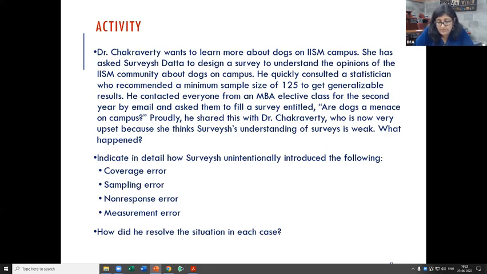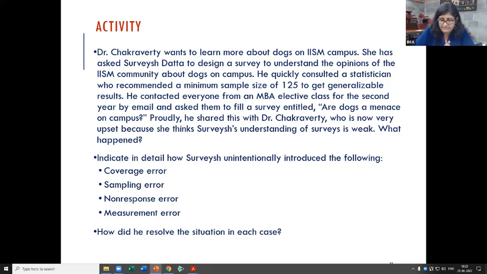Non-response error. Now, this one, we do not know how many people responded, but again, it's a very skewed sample and it's possible that out of the people he contacted, a lot did not respond. And huge measurement error. You're already asking, are dogs a menace on campus? So most likely only people who think that dogs are a menace on campus are going to respond to the survey. You will never get a balanced view. You should not even frame your survey title that way. A better way to frame it would be human-animal interaction on campus. That is not biased. Something like that, right?